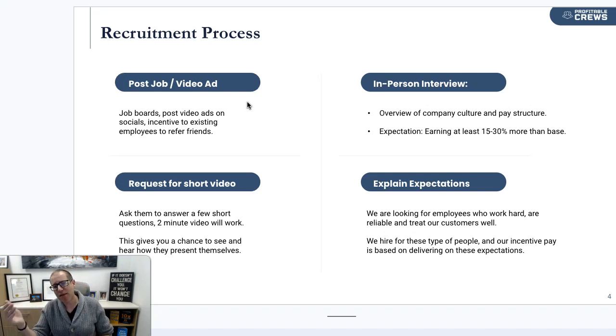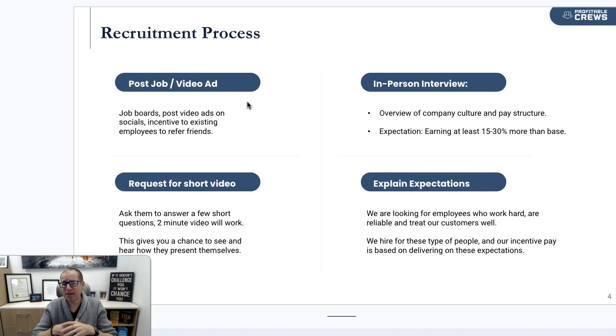Then on that, we would go through the company culture, right? That triple win strategy where we're really setting the expectation that we're only looking for A players. We would explain the 15 to 30% more than base that we expect our employees to make by working above average, right? Treating our customers well, being reliable, which means showing up, not calling in sick frequently. Those are the things that are going to get them in, and those are the things that are going to keep the job for them.